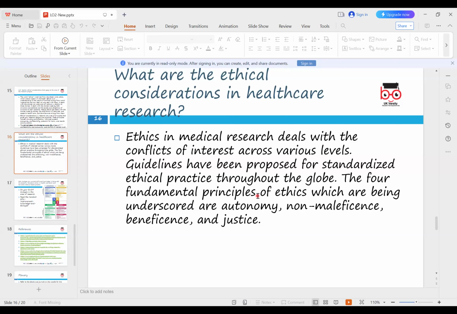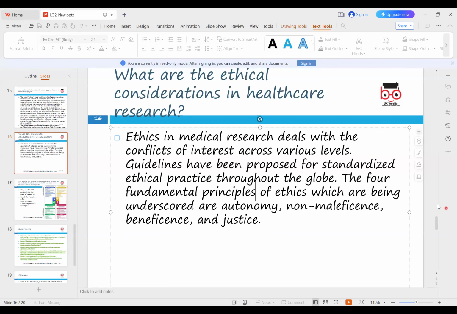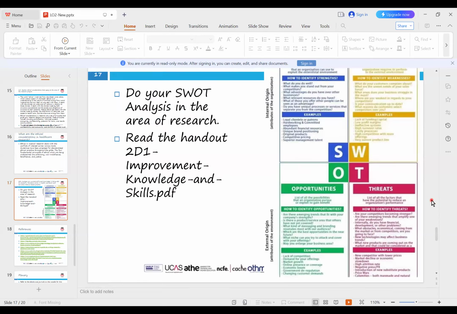And then justice. Are you doing justice? Are you taking people equally? Are they treated equally within your research project? So these are the main ethical concerns.